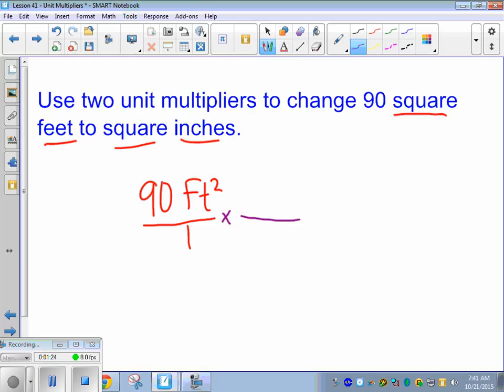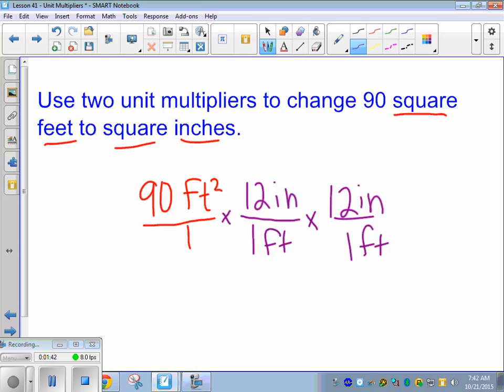We know that there are 12 inches in a foot, but this time the feet squared's on the top, so the feet has to go on the bottom. So I have to put the 1 foot, which is equal to 12 inches, like that. And then we have to do another one. So I have 12 inches over 1 foot, because feet squared can now cancel with 2 feet down here.